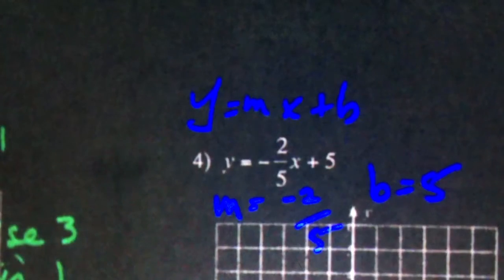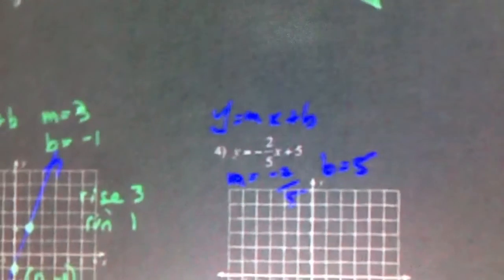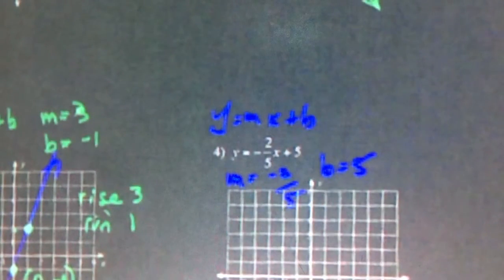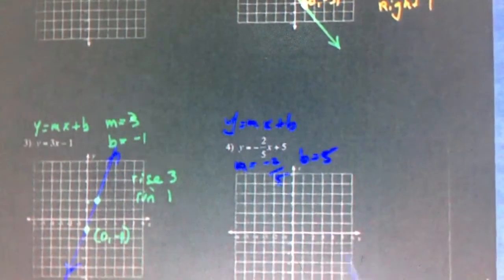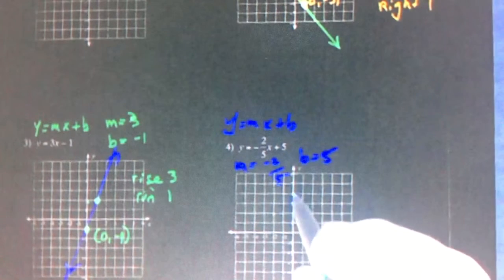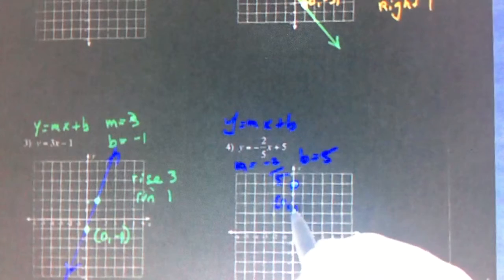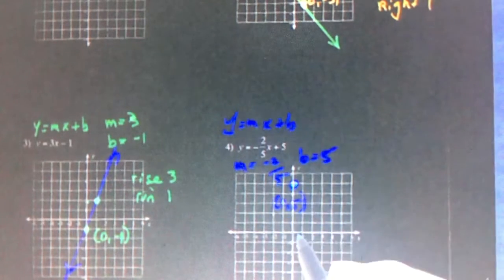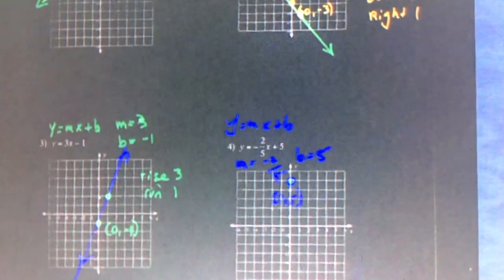How does that play out on the graph? Well, B is 5. What does that mean? On the graph, that's at the place 0, 5. So 1, 2, 3, 4, 5 up. And there it is, 0, 5. Now we have a negative slope. That's like a plane landing. It's coming back down. So let's see what that looks like.